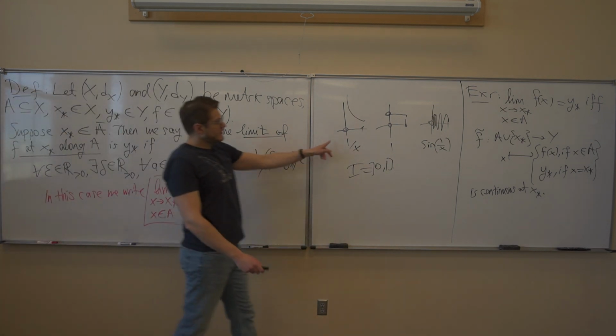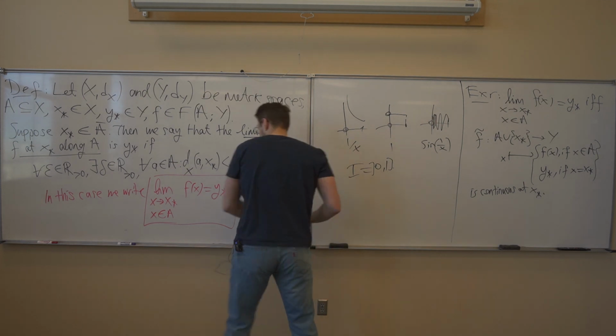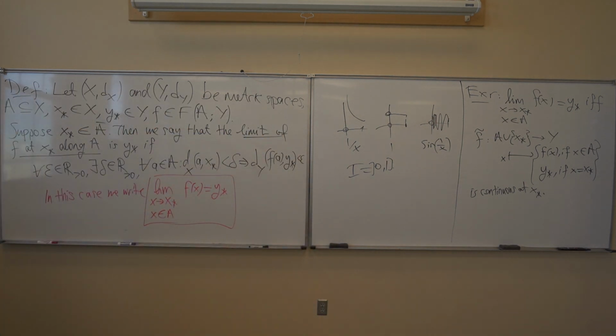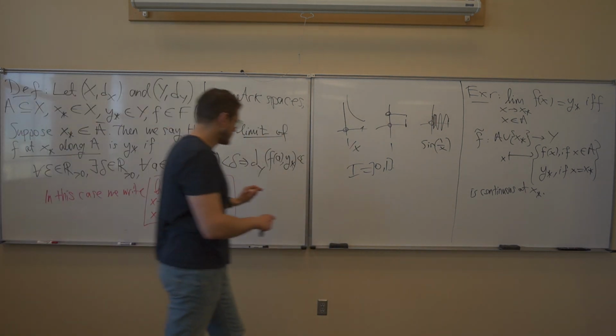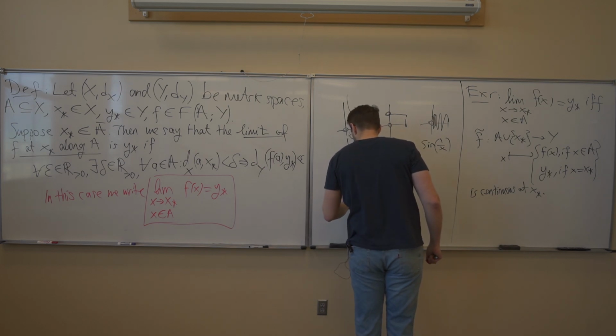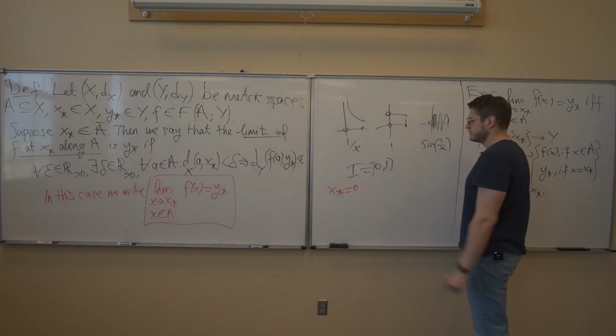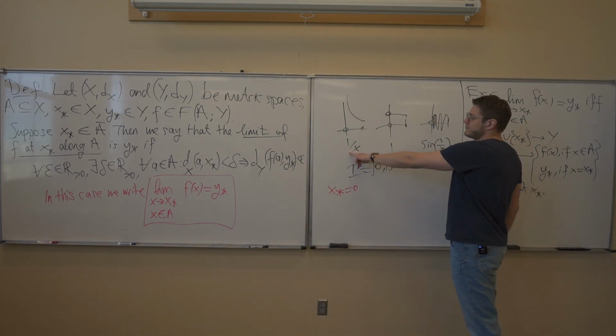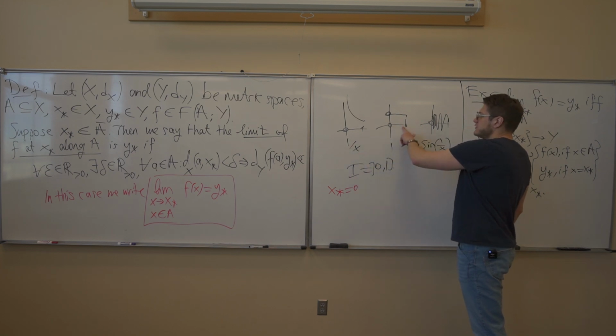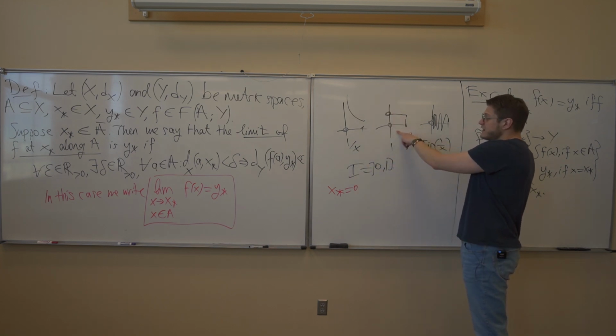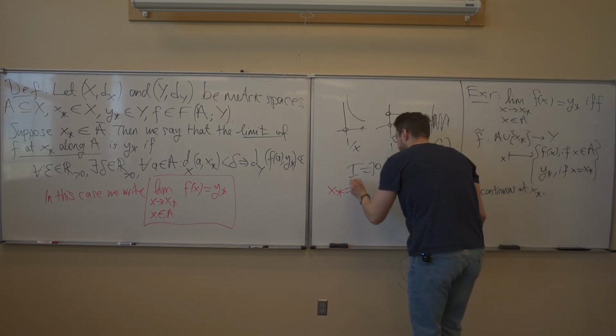So for instance, in this case, you should think of x star as 0 for all 3 examples here. And so you see f of x star here is not defined as a real number. Here it is defined, but I'm not considering it. And this is my A.